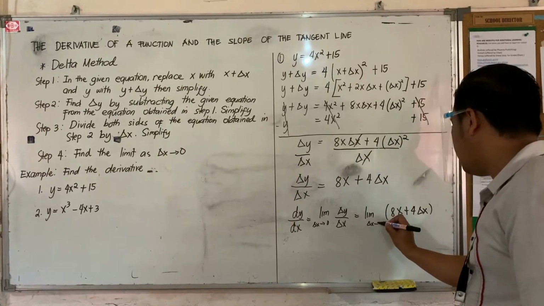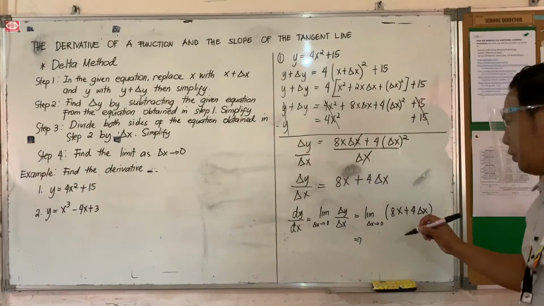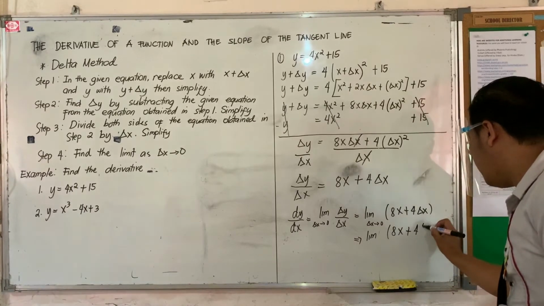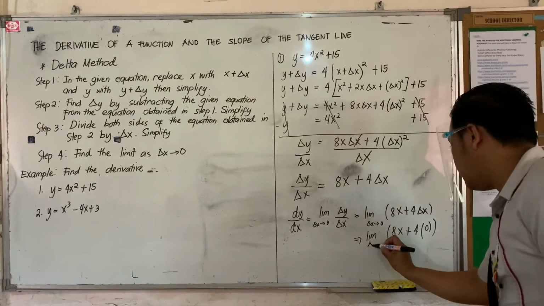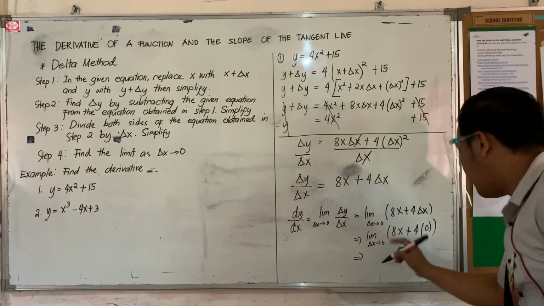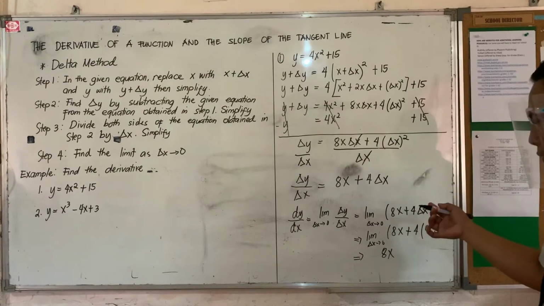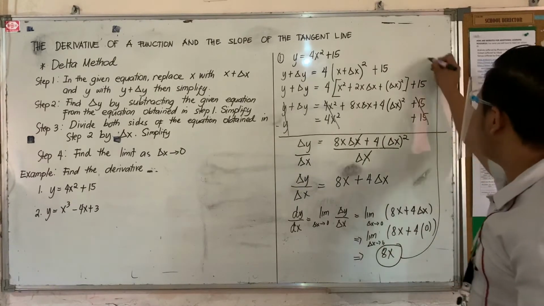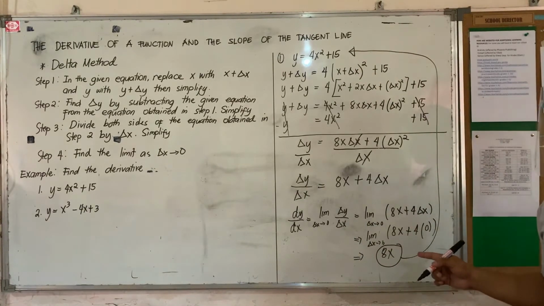delta x approaches 0. So, yung delta x daw natin, re-replace natin ng 0. So, we have limit of 8x plus 4 times the value of delta x is 0. Okay? So, as delta x approaches 0, therefore, our answer would be, simplify natin, 8x yan, 4 times 0 is 0. So, therefore, the derivative of this equation is 8x. Ayan po. The derivative of the equation is 8x.